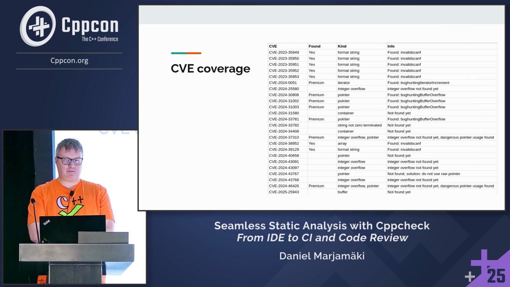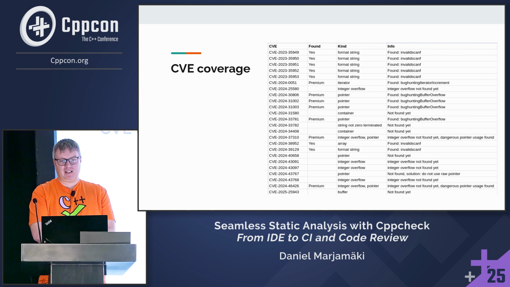You can also see that cppcheck Premium finds some of the bugs that open source doesn't find. And then there are white spots here also. These are false negatives. I did expect to have false negatives, and this is something we, of course, will work on to improve in the future.